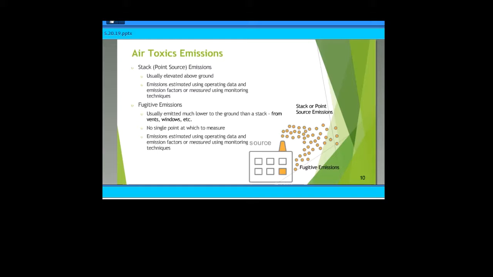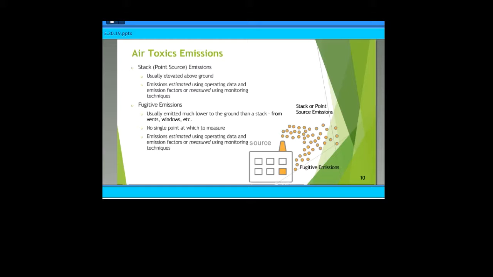Fugitive emissions, again, are usually emitted much lower to the ground from vents and windows. There's not a real single point with which to measure it, so it's a little more difficult to measure. So usually we estimate using emission factors and chemical and engineering, and sometimes we use monitoring techniques. And again, at the Sterigenics site here, in this case, in your area, in Willowbrook, we used monitoring techniques to get at those fugitive emissions.